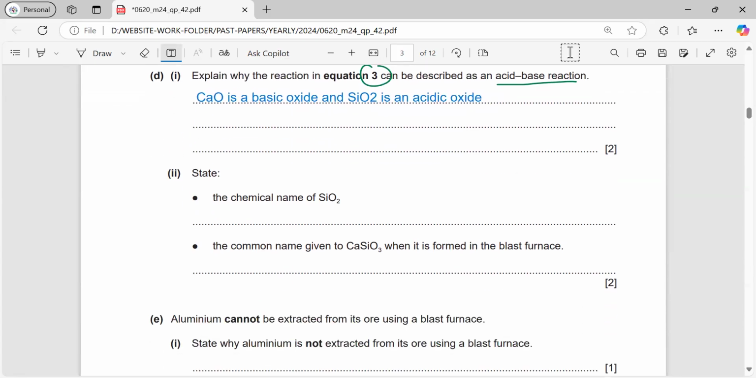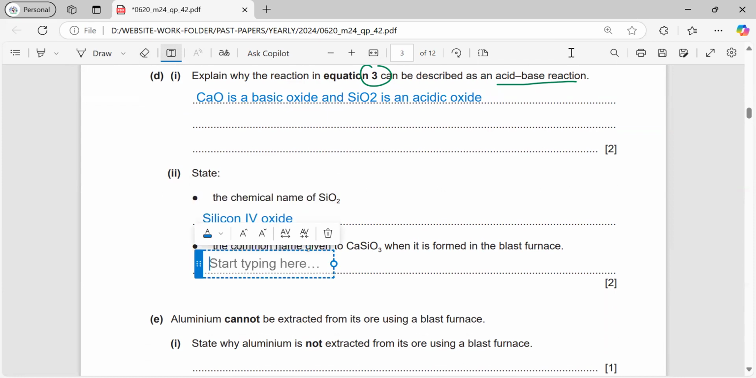State the chemical name of silicon oxide. The common name given to calcium silicate when it is formed in the blast furnace. Sorry, this one: the chemical name of SiO2. SiO2 is called silicon 4 oxide. The common name for calcium silicate is slag.